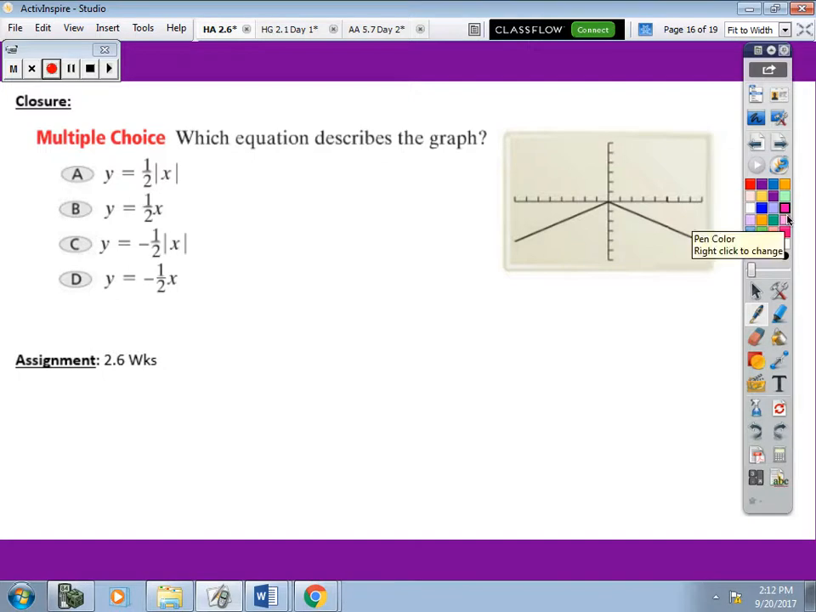What do we think? A, B, C, or D? Come on. C. It's definitely not B or D because they're not linear, they're absolute value. And then based on the graph, it is a reflection, so it has to be negative. Okay.